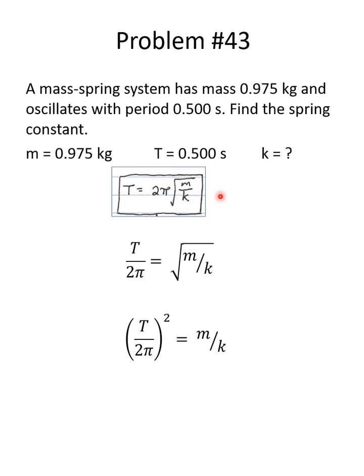I'll start by dividing both sides by 2 pi. Now we've got that square root to get rid of. So on the last line of the page, we're going to square both sides. We now have t over 2 pi, all that squared, equals m over k.